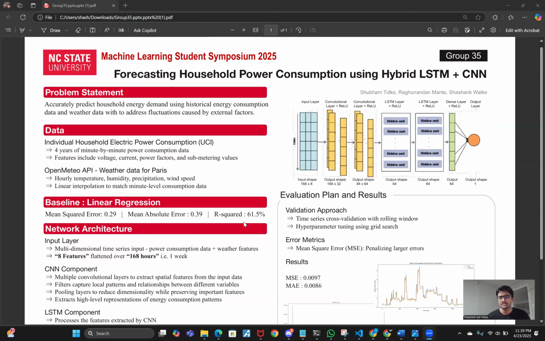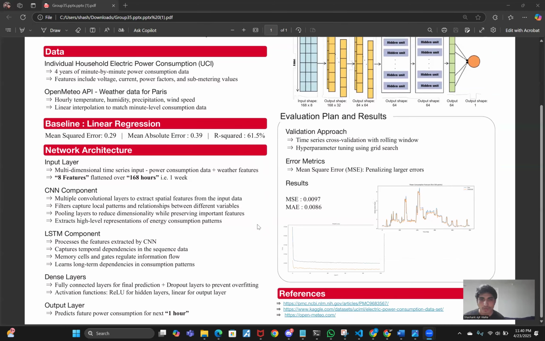Now let's discuss the evaluation of our model. Based on our hybrid LSTM and CNN model, the evaluation plan and results are as follows. For validation, we used time series cross validation with a rolling window, in which a fixed-size window is used as validation and rolled across the data set. For hyperparameter tuning, we used grid search, which tries out all the possible combinations of hyperparameters and uses the ones with better results.